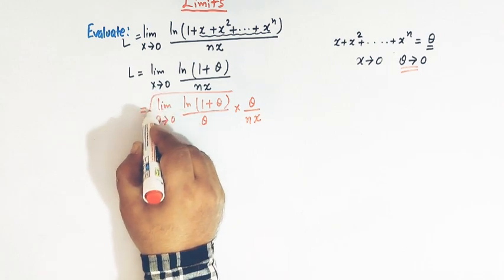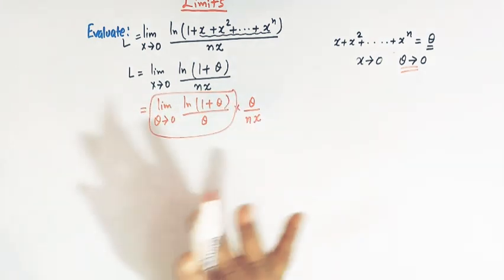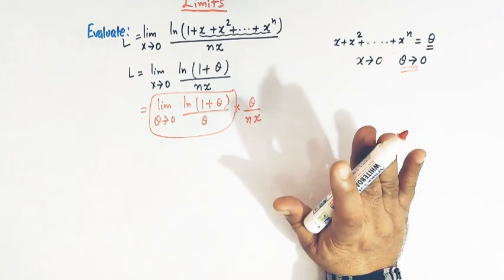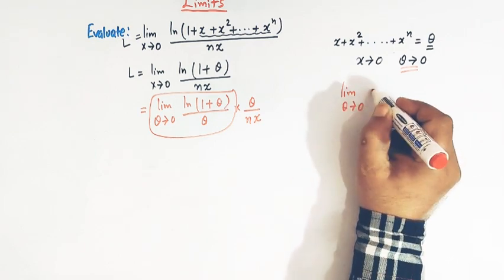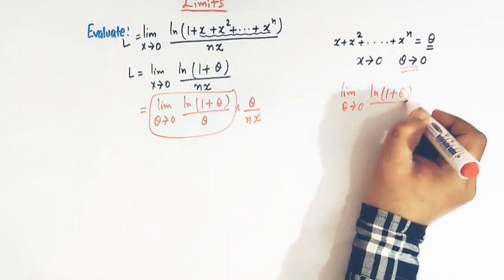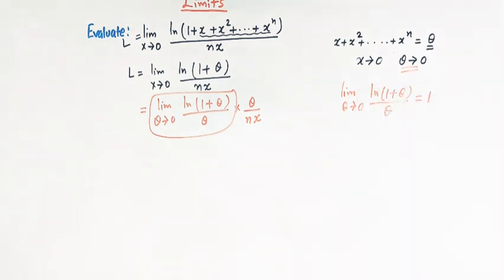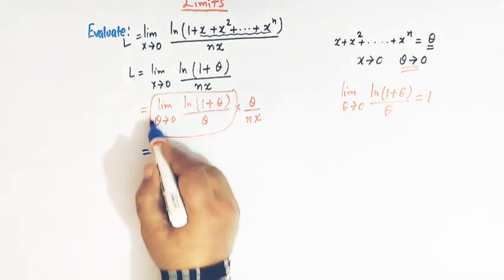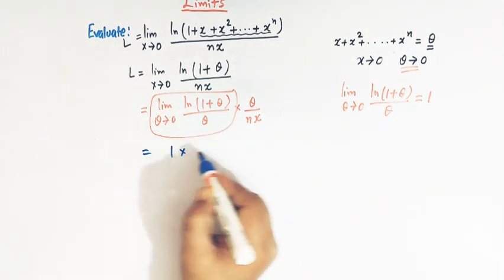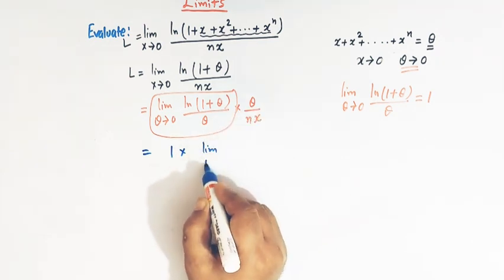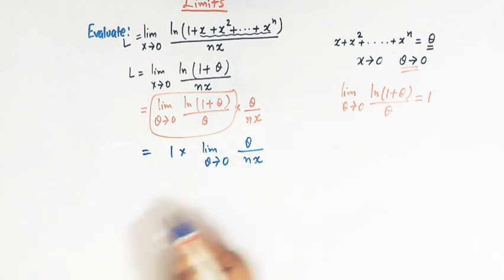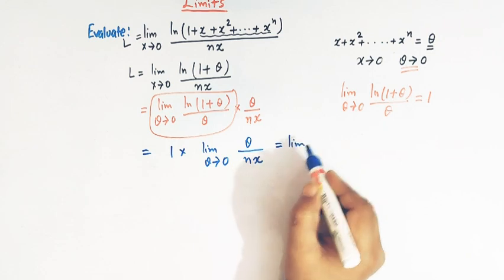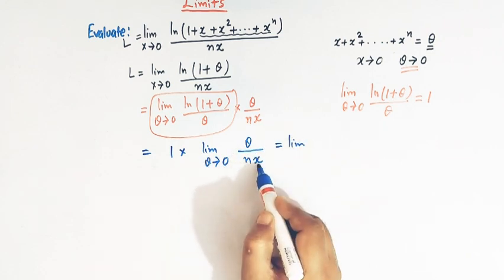Now let us concentrate on this limit. From the standard result from limits, we know that the limit as theta tends to 0 of log of 1 plus theta divided by theta is equal to 1. So now this limit is equal to 1, and we have the limit as theta tends to 0 of theta over nx.